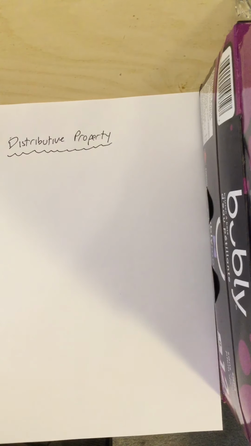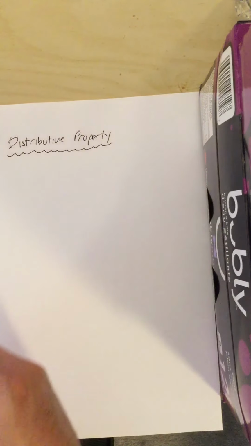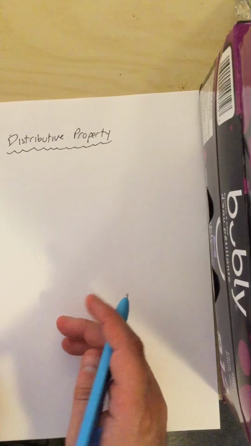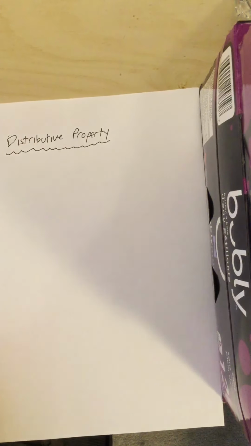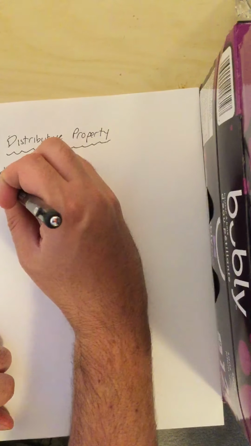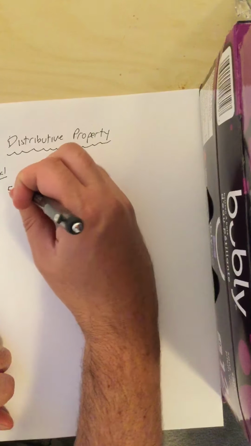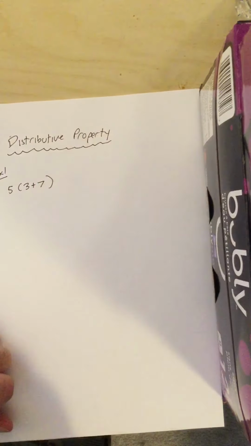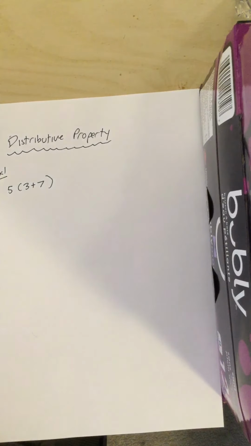Okay, so I'm going to talk about the distributive property here. In particular, what we're going to be doing is a monomial times a binomial first, but I'm going to show it by examples. So let's say we had 5 times 3 plus 7.